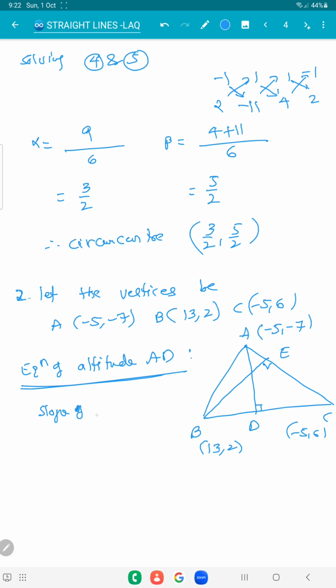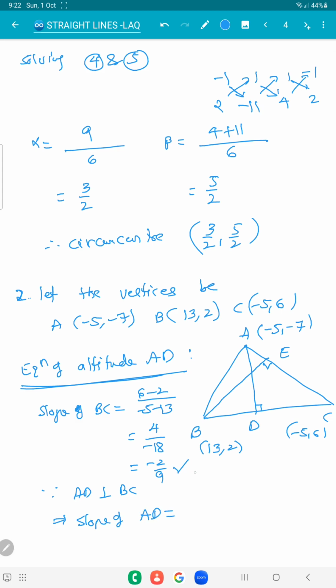Slope of BC is equal to y2 minus y1 by x2 minus x1. What is that, sir? 4 by -18, so -2 by 9. Since AD is perpendicular to BC, slope of AD is the reciprocal of the slope of BC with the sign changed. So that becomes 9 by 2, because m1 m2 is equal to -1. So slope of AD is equal to 9 by 2. So we can find the equation of AD.